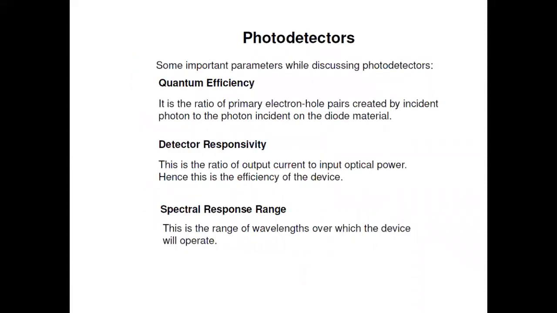Now, some of the important parameters that we need to know is quantum efficiency. It is the ratio of the primary electron-hole pairs to the photons incident on the diode material. Detector responsivity is the ratio of the output current to the input optical power. Hence, this is the efficiency of the device. The spectral response range is the range of wavelengths over which the device will operate. I assume these are the most important parameters of the photodetectors that we should know very carefully.